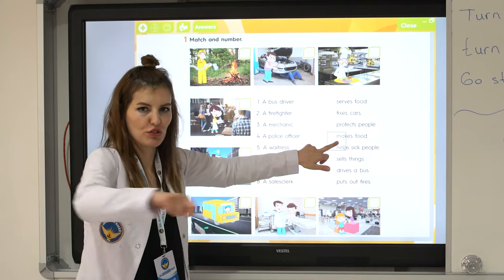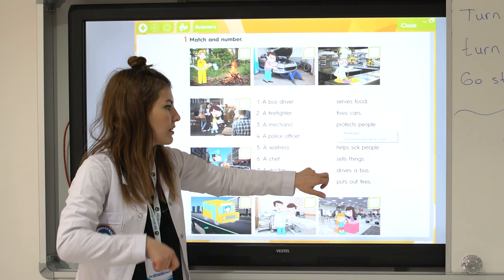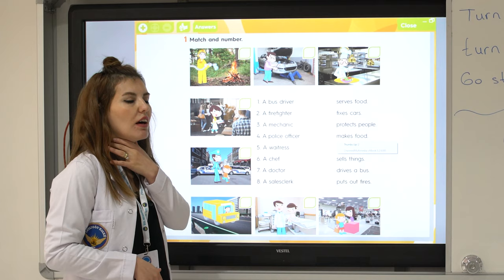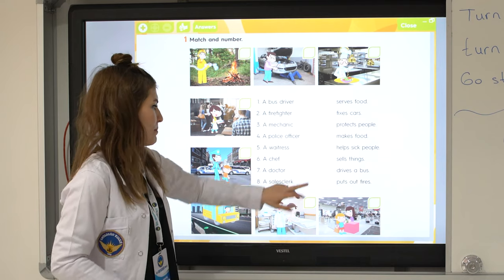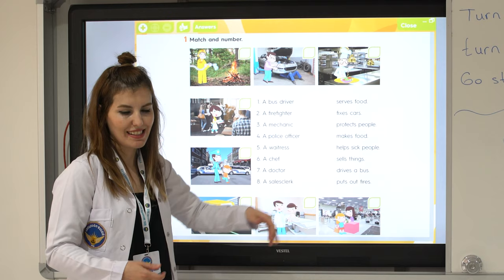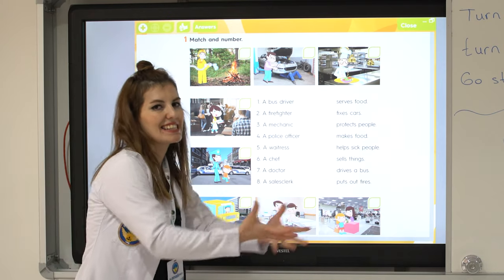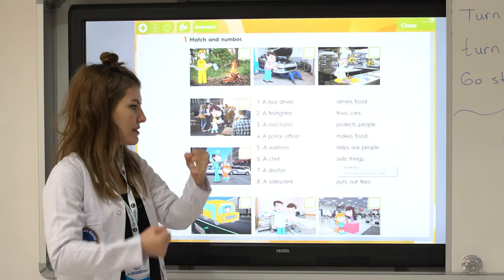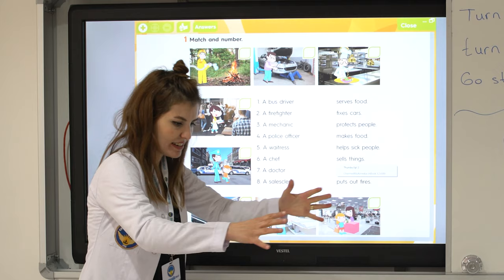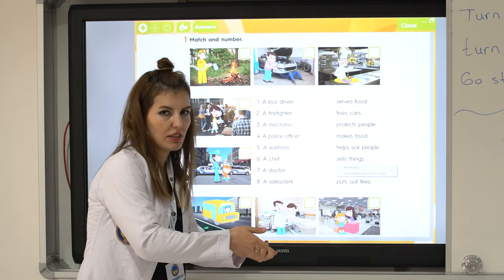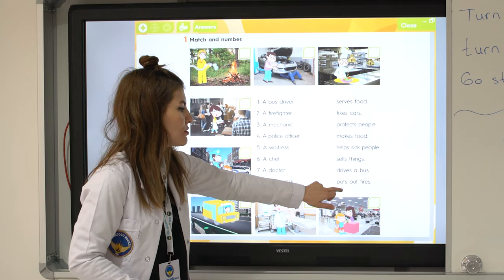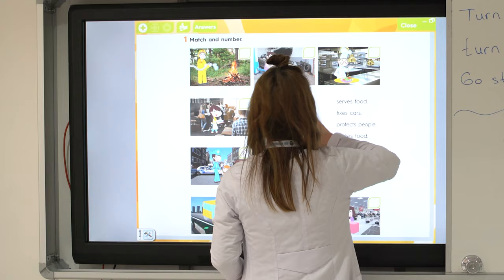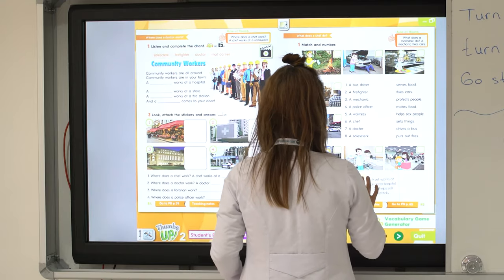Make food, cook food. They can make food. Help sick people. Sick people means ill people. Help sick people. Sell things. You give money and they sell you things. Drive bus. You know, driving bus. Put out fire. There is a fire and you must put water on it. Then put out the fire. You must match them with the sentence, then with the person.